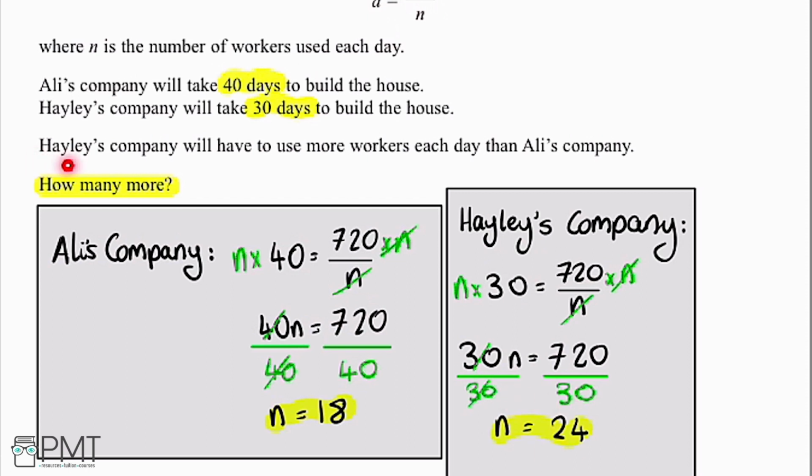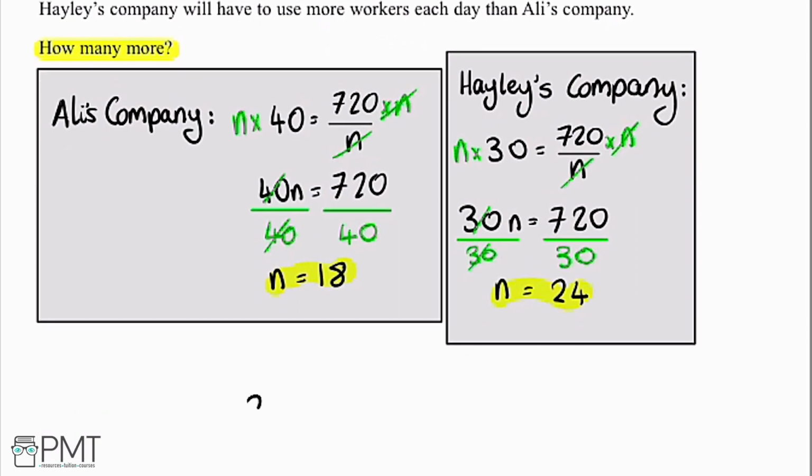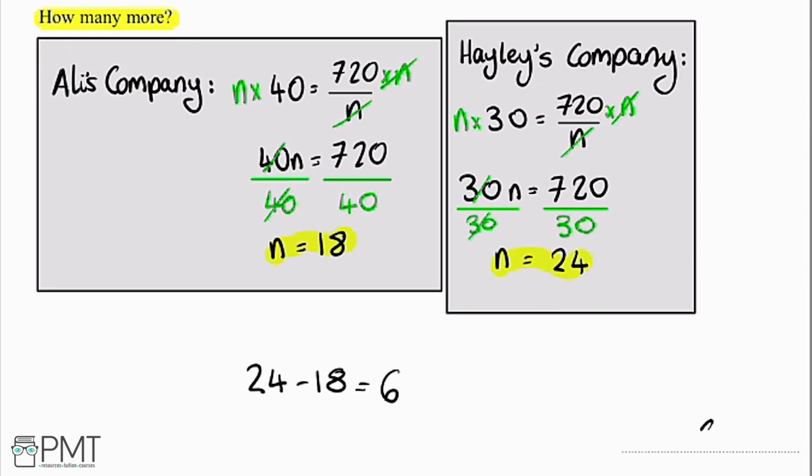Now we're told that Haley's company will have to use more workers than Ali's company, but we need to work out how many more. So to do that, we just need to find out the difference. So it's going to be 24, and subtract from that 18, giving us 6. Our final answer is that Haley is going to have to use 6 more workers.